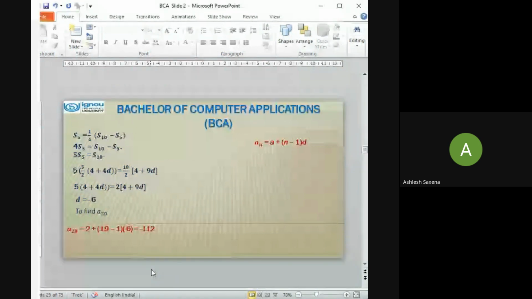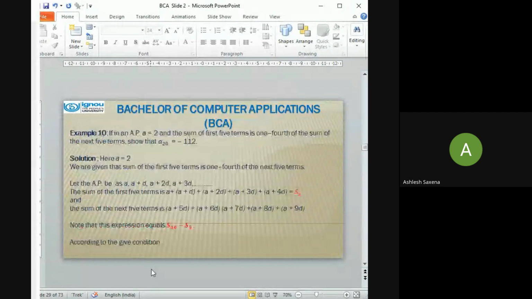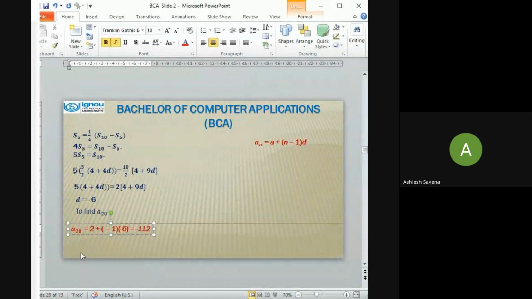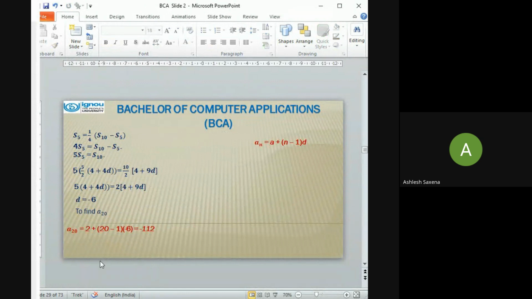So your formula will be 2 plus 19 minus 1 into minus 6. You were calculating A20. This comes out to be minus 112.